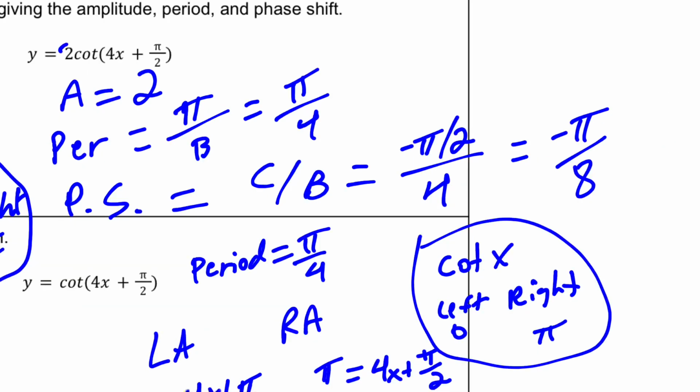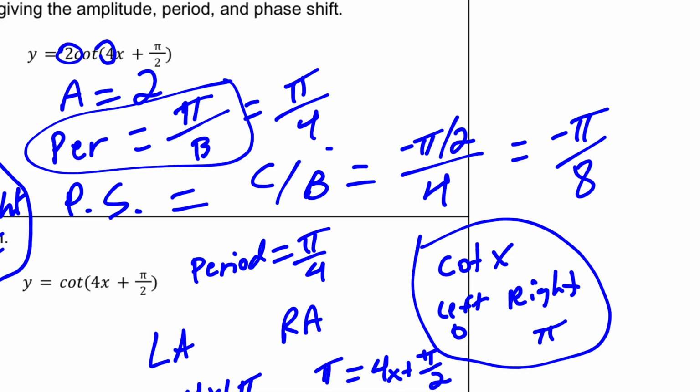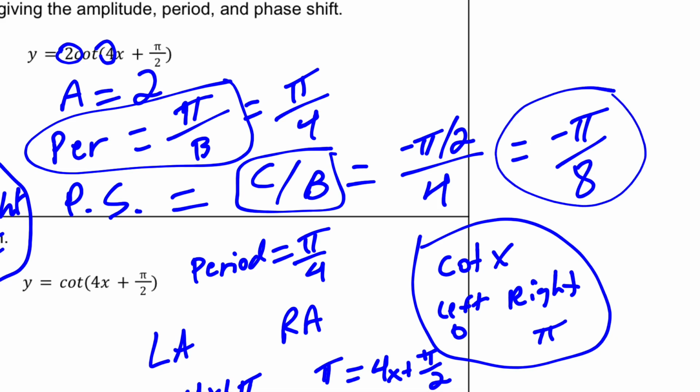Our amplitude is 2, shows up right there. Because this is cotangent, we use this formula, pi over b. We plug in the 4, that's our b value, and that tells us our period. To find the phase shift, we want c over b. So that's the opposite of what's there. So it's -pi over 2 divided by 4, and this is our phase shift.